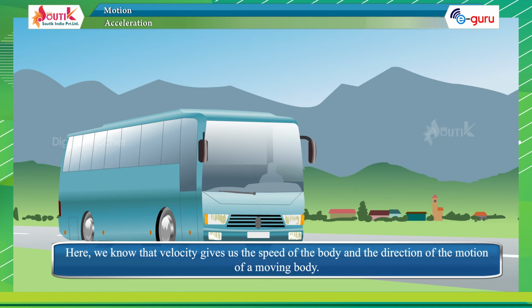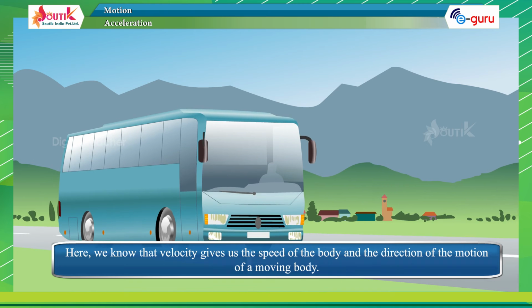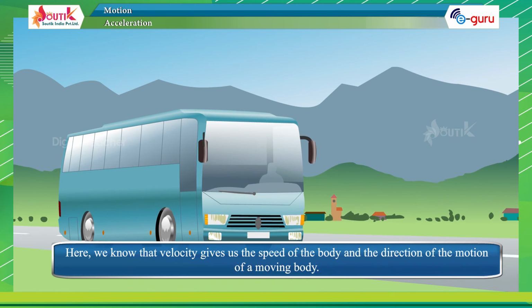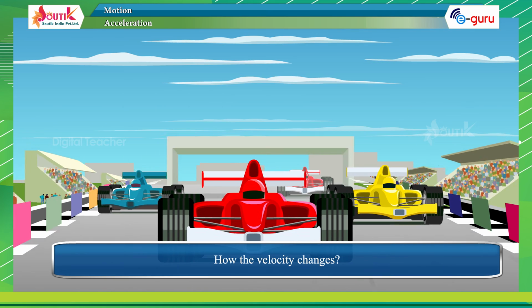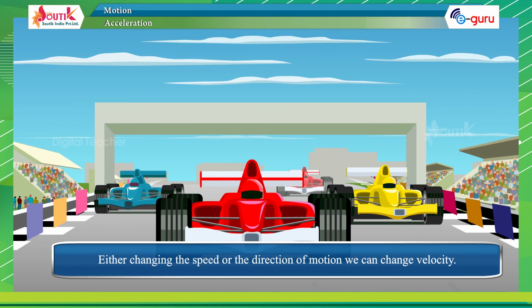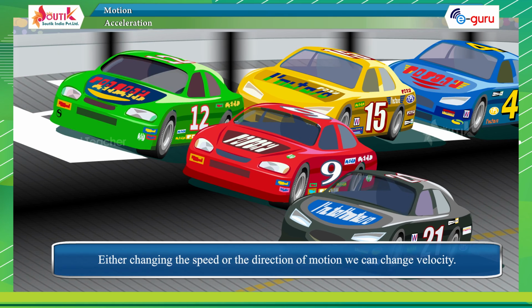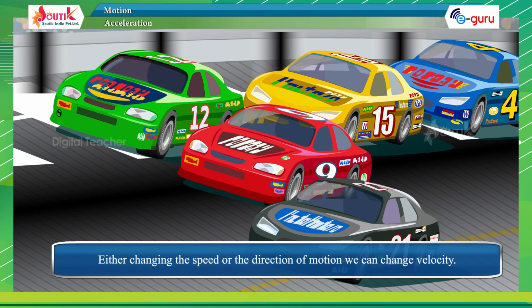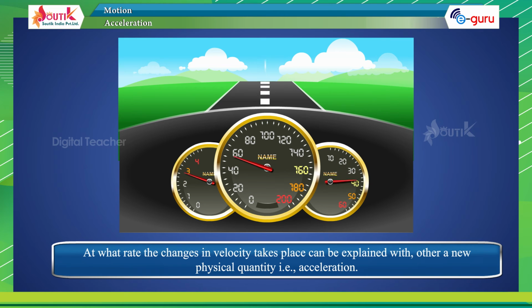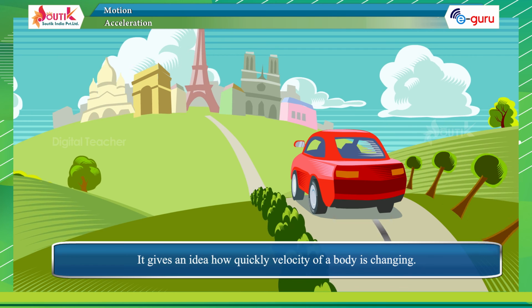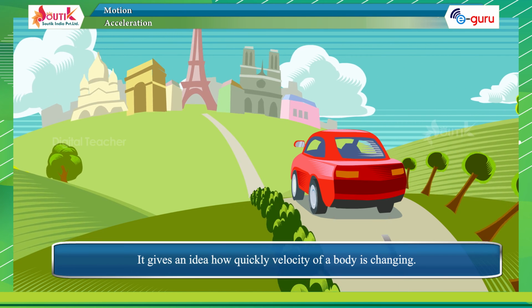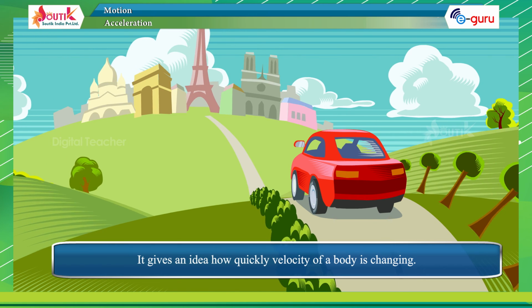Acceleration. Here, we know that velocity gives us the speed of the body and the direction of the motion of a moving body. How does the velocity change? Either by changing the speed or the direction of motion, we can change velocity. At what rate the change in velocity takes place can be explained with a new physical quantity, that is acceleration. It gives an idea how quickly the velocity of a body is changing.